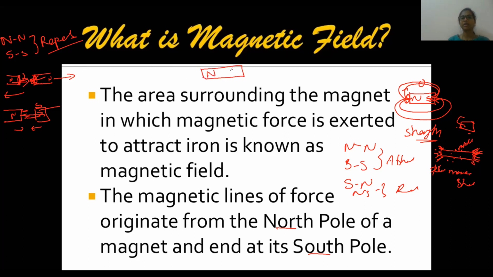They start at north and end at south, and these magnetic lines of force never intersect each other, because at the same point only one direction is possible. Two directions is not at all possible, you need to go in one direction. So magnetic lines of force never intersect. Inside a magnet it moves from south to the north. This is about magnetic lines of force and the magnetic field.